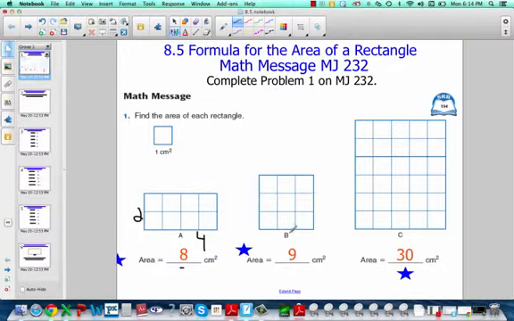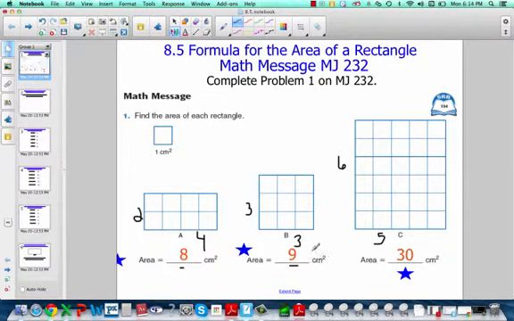Let's see if it works for this one. 3 across the base, 3 rows total, 3 times 3 equals 9. Excellent. How about this one? 1, 2, 3, 4, 5. And how many rows? 1, 2, 3, 4, 5, 6. Oh, again, 6 times 5 is 30.